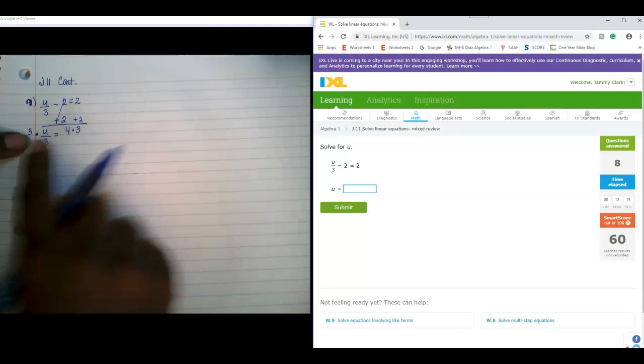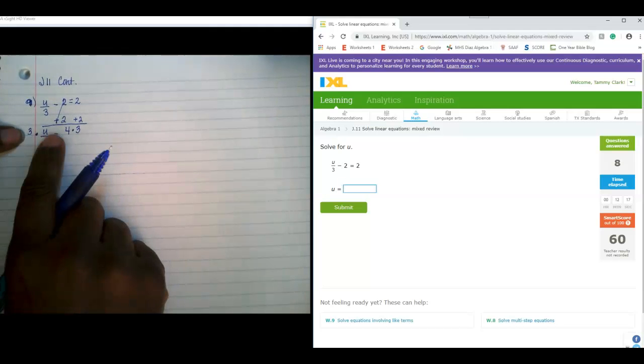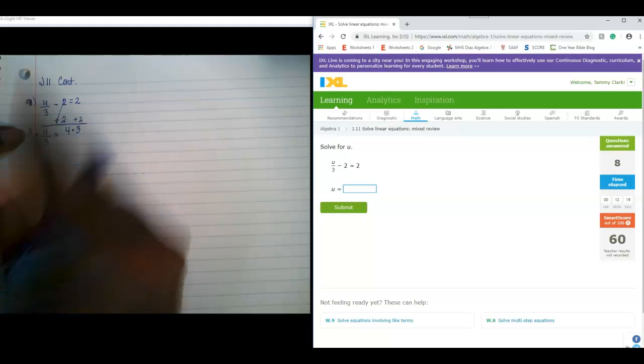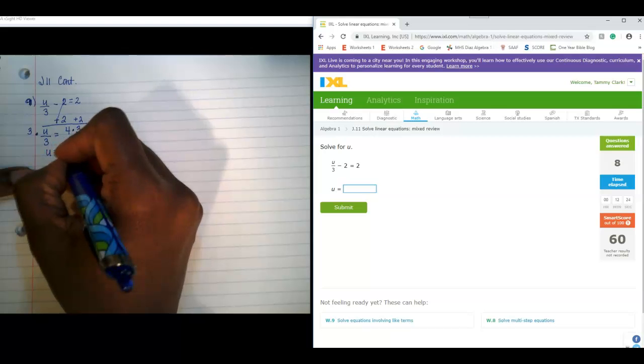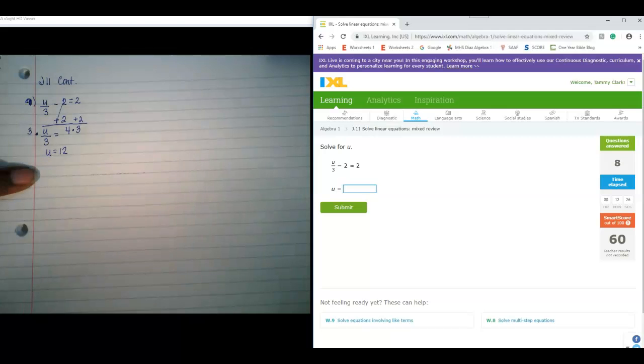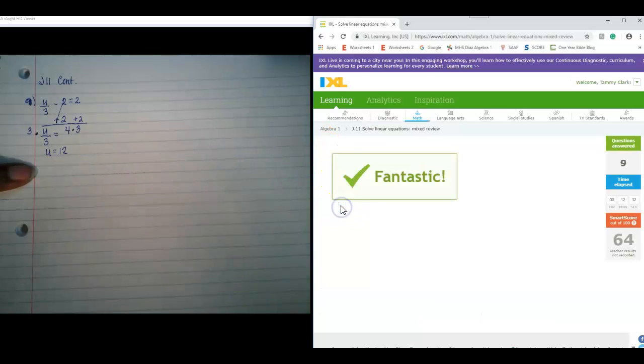Now if you think about this, this is 3u divided by 3. Well, that just leaves me u. 4 times 3 is equal to 12. So u must be 12. And that makes sense because 12 divided by 3 is 4. 4 minus 2 is 2.